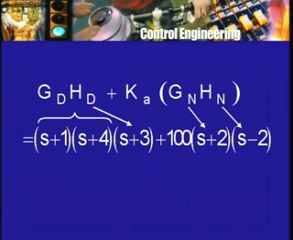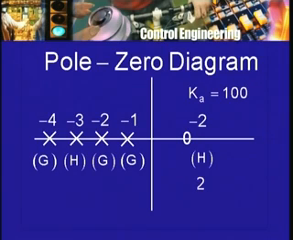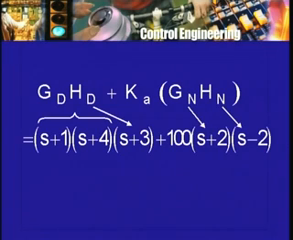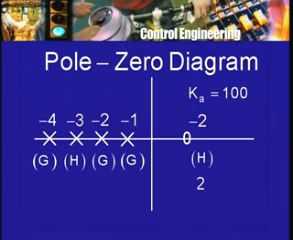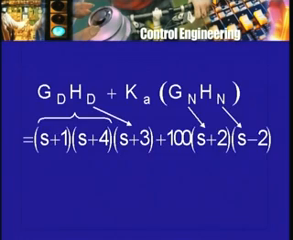Ka is 100, so 100 times the numerator of G. The numerator of G, the 0 of G was at -2, so it will be s plus 2, multiplied by the contribution of the numerator of H. This is at +2, so this multiplied by s minus 2. So the denominator is a polynomial which is Gd Hd plus Ka times Gn Hn. In this case it is a product of three linear terms, plus 100 times the product of two linear terms. So what can you say about it as a polynomial?